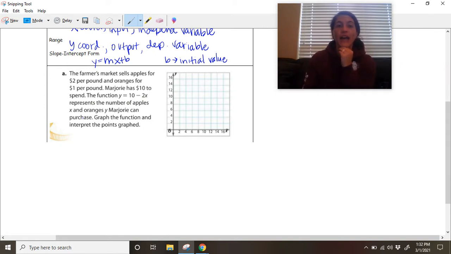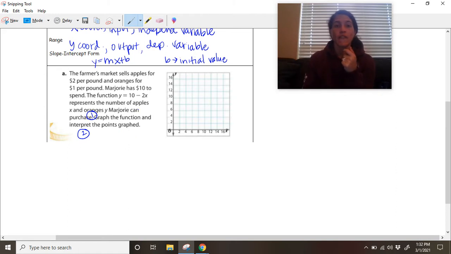It represents the number of apples, x, and oranges, y, when really it represents the number of pounds of apples and the number of pounds of oranges Marjorie can purchase. Graph the function. So part one, we want to graph the function, and part two, interpret the point. So whenever you see that word interpret, we just think units. We just got to use units with it.